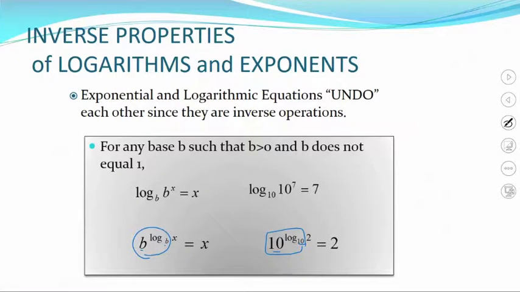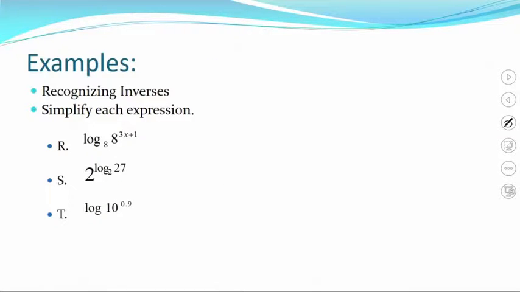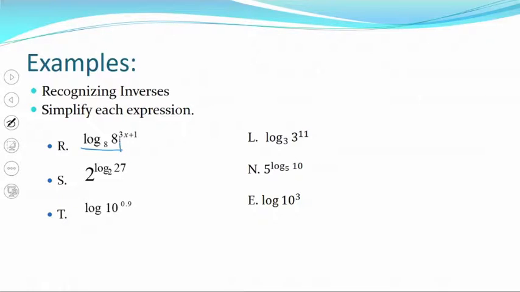But keep in mind that those values do need to be the same for it to cancel out, like you'll see in these quick examples. For r, log base 8 of 8 to the 3x plus 1 power. Notice again we have that log base b of b. This cancels out. 8 and 8, those would be the same. That's all equal to 1. And really this just equals 3x plus 1, because that's all that we'd be left with.